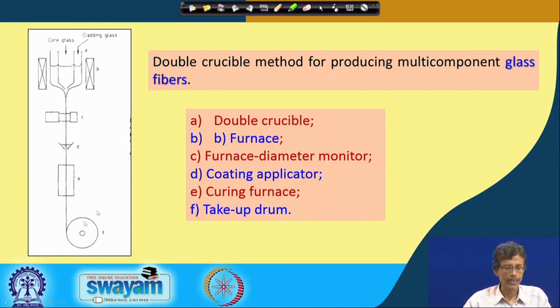You can have it in the form of some bobbin-type thing, where we know that thread can be wound. This particular take-up drum can also wind that particular type of material, that means the glass fibers, and it can be removed when it is filled.